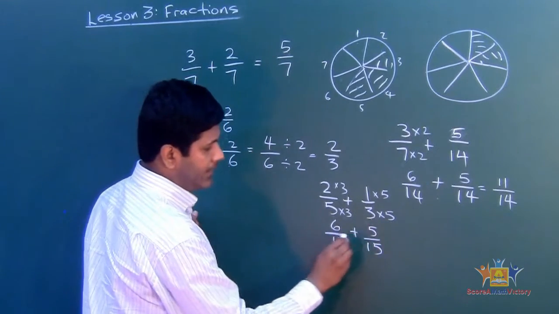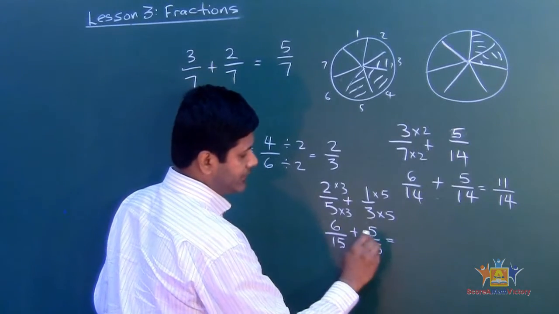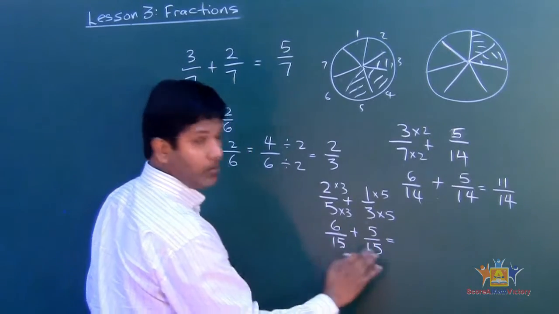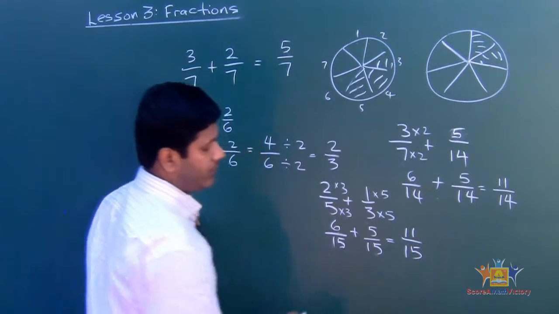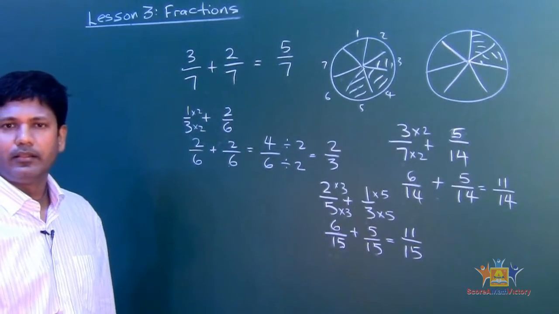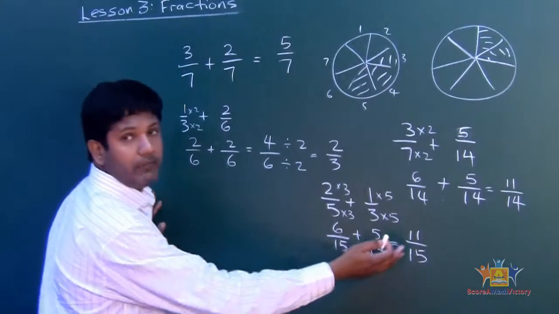Okay, and I'm adding them. So I can add 5 and 6 now, because both have the common denominator. Makes it 11 over 15 right there. Very easy, isn't it? Okay, so 11 over 15.